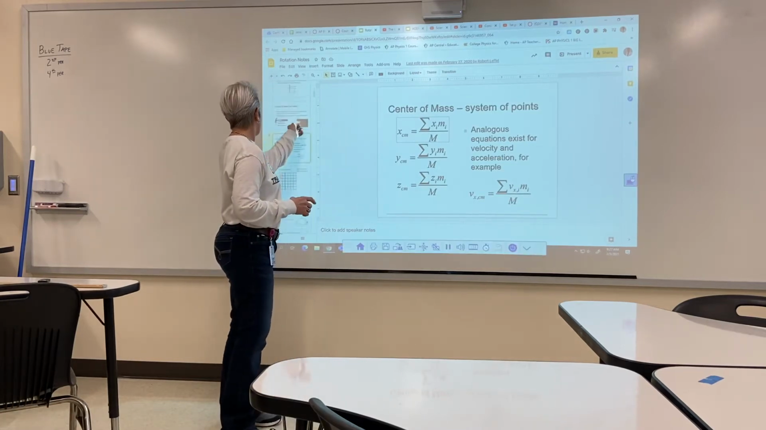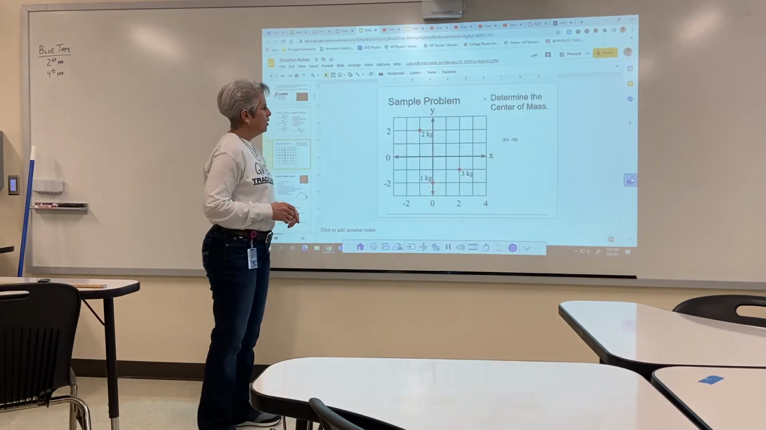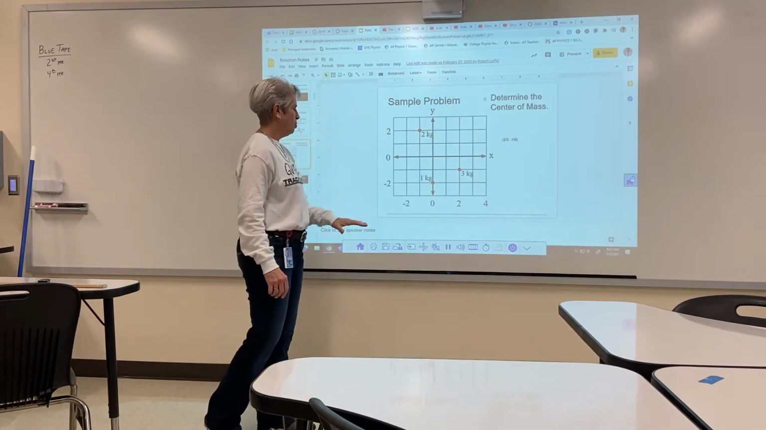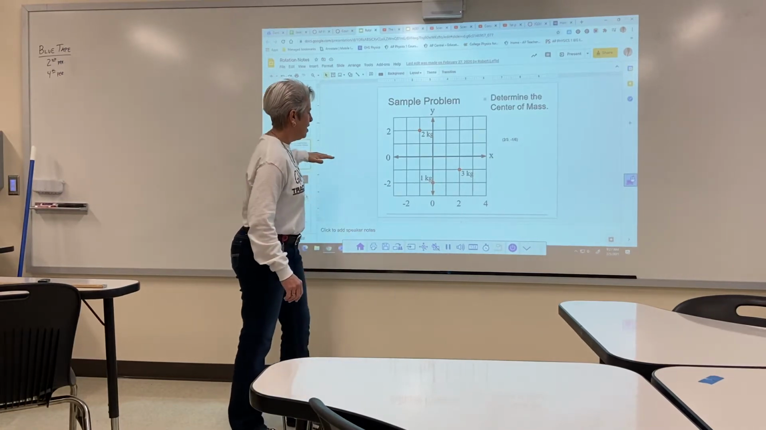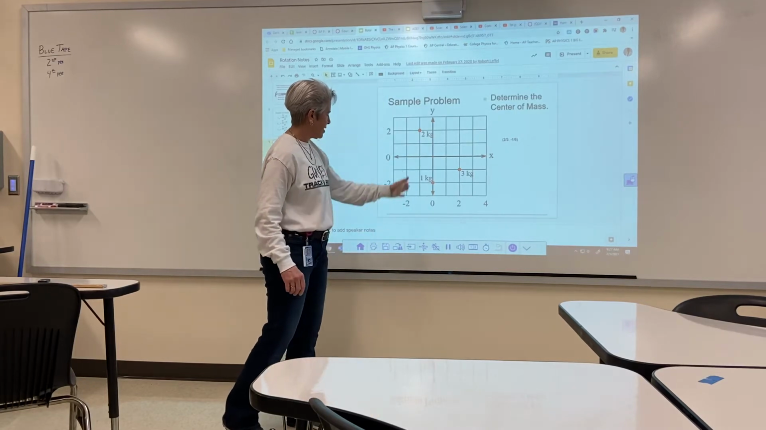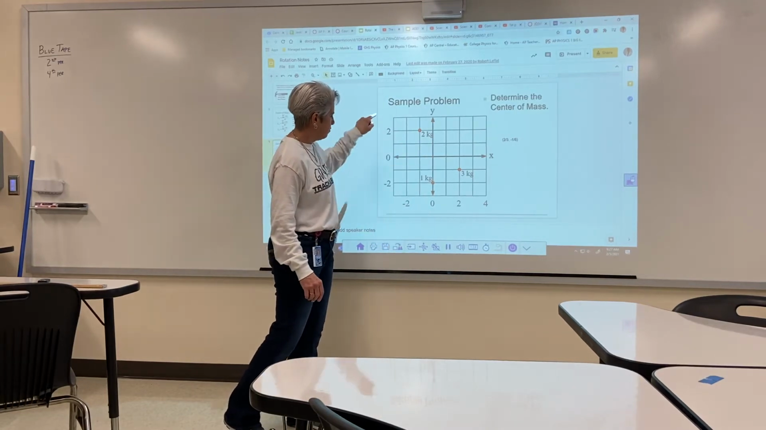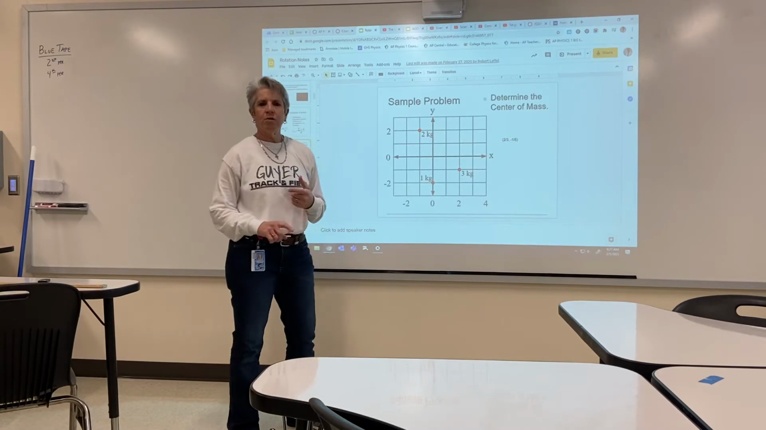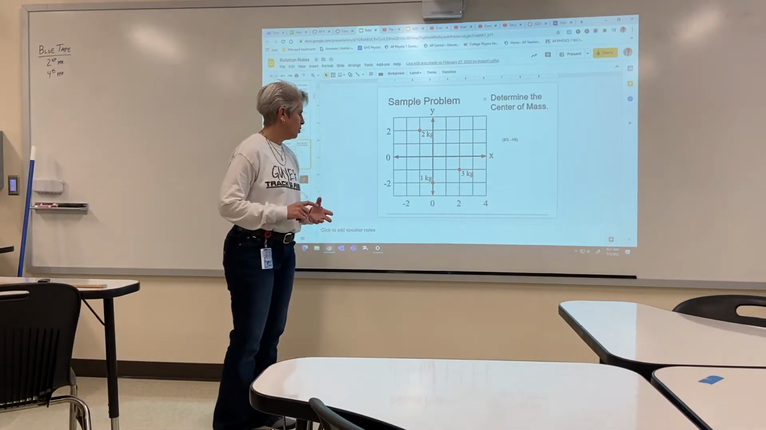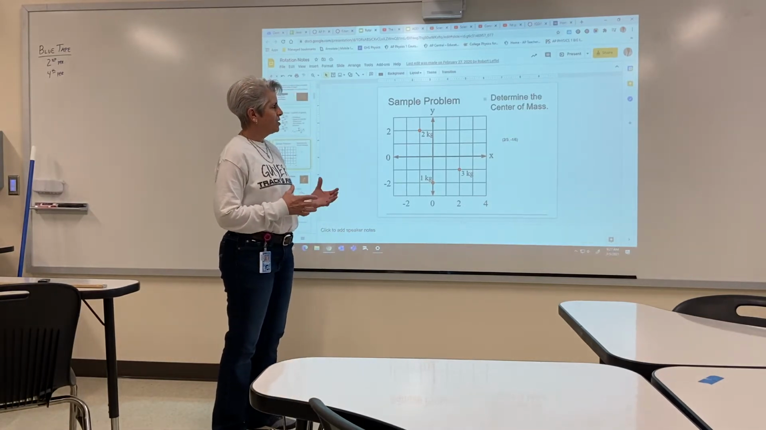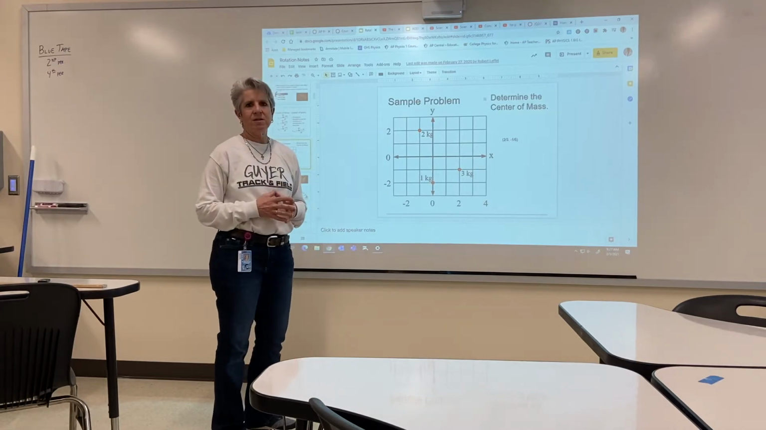So let's take a look at an example here. Here we have a sample problem where we have a coordinate plane, and you can see that we have an x-axis and a y-axis. These intersect here, and we have 3 points. We have a 2 kilogram mass, a 3 kilogram mass, and a 1 kilogram mass. And it asks us to determine the center of mass of this system.